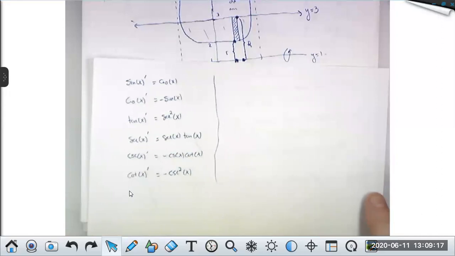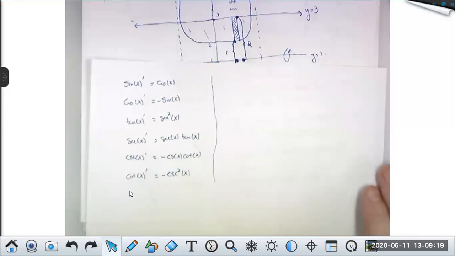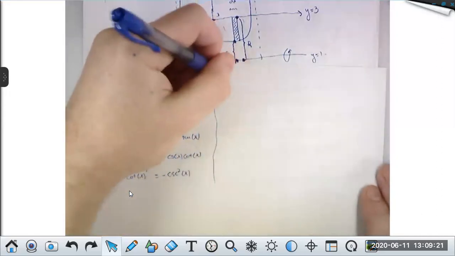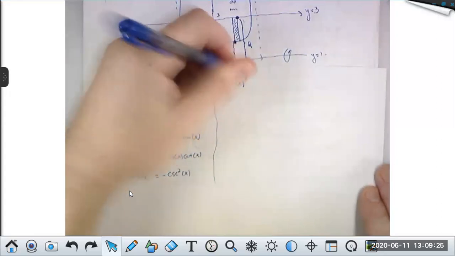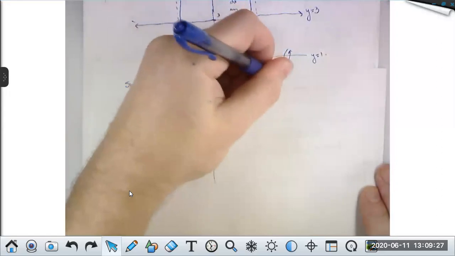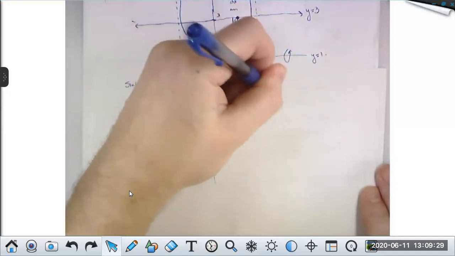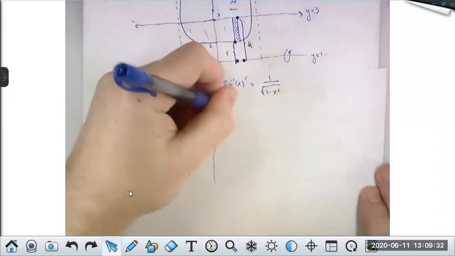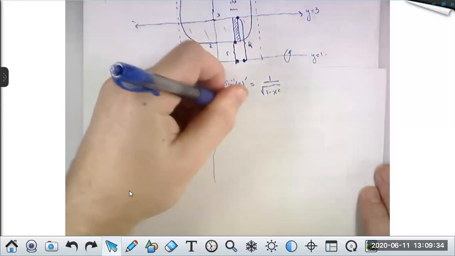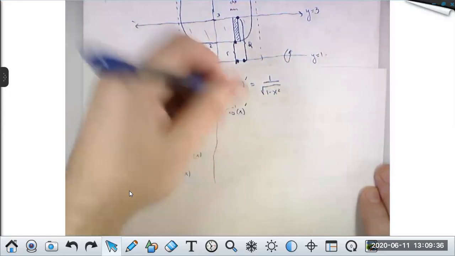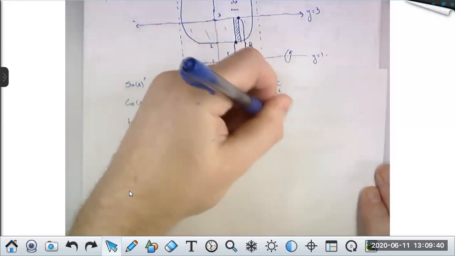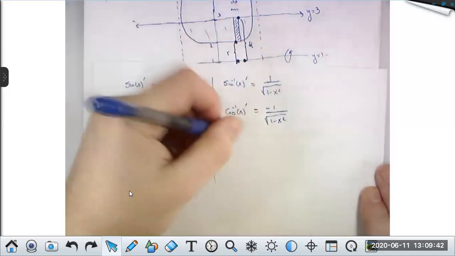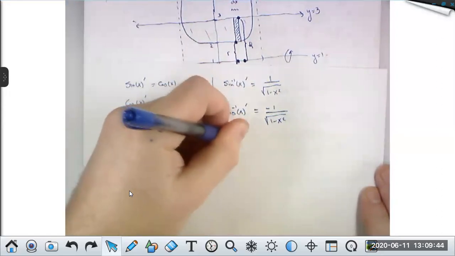So, forward derivatives of the regular trig functions. I would also want to remember derivatives of the inverse trig functions. These three.